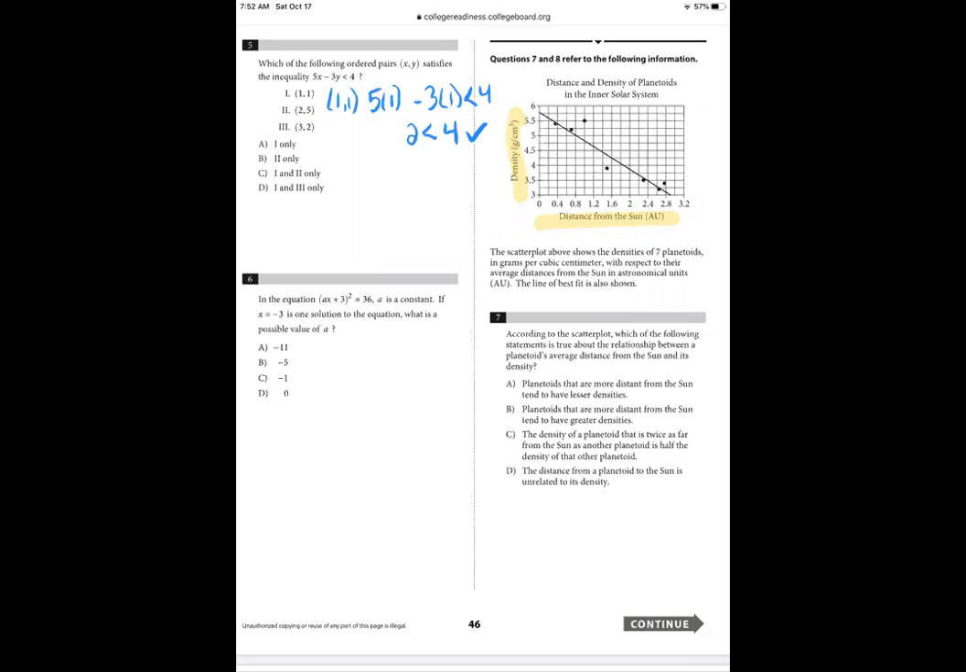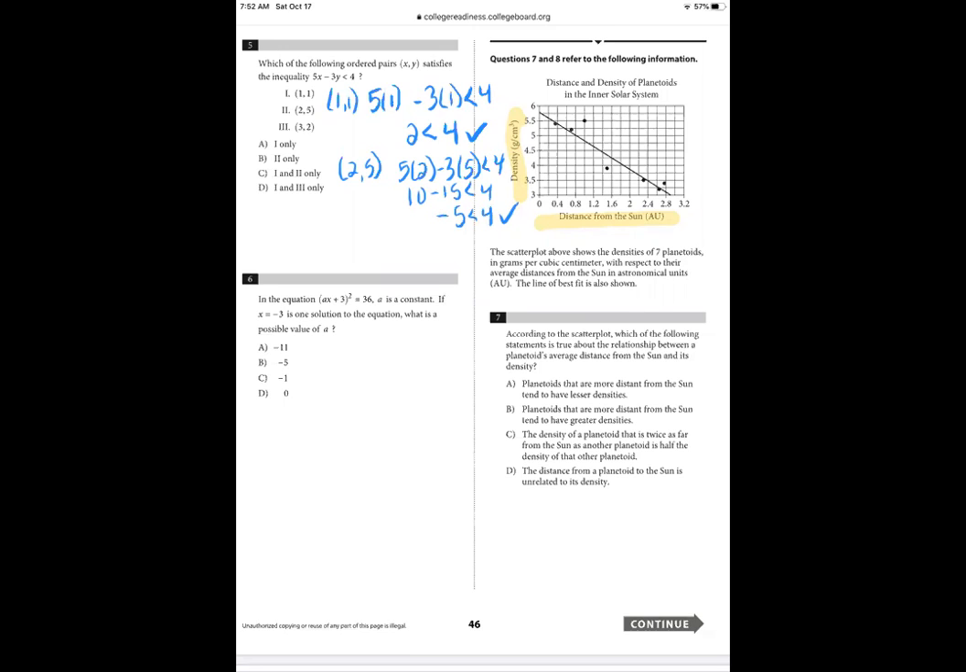For the second one, 2, 5, that would give me 5 times 2 minus 3 times 5. Is that less than 4? So 10 minus 15, yes, negative 5 is less than 4. So it works for the second point.